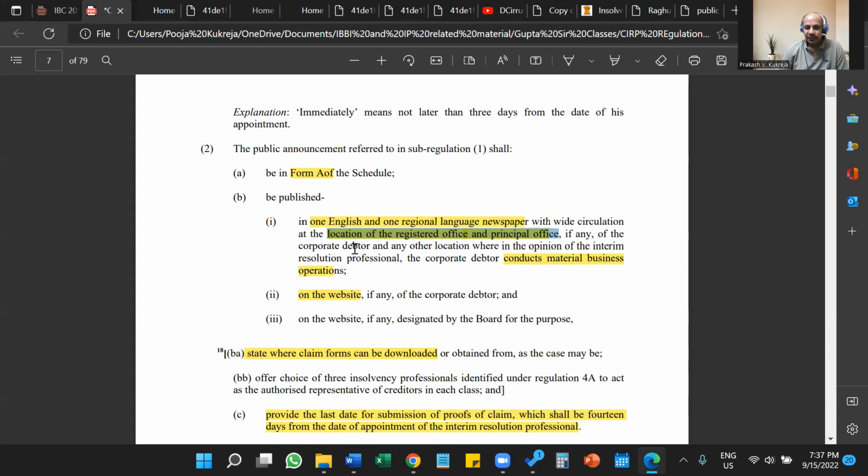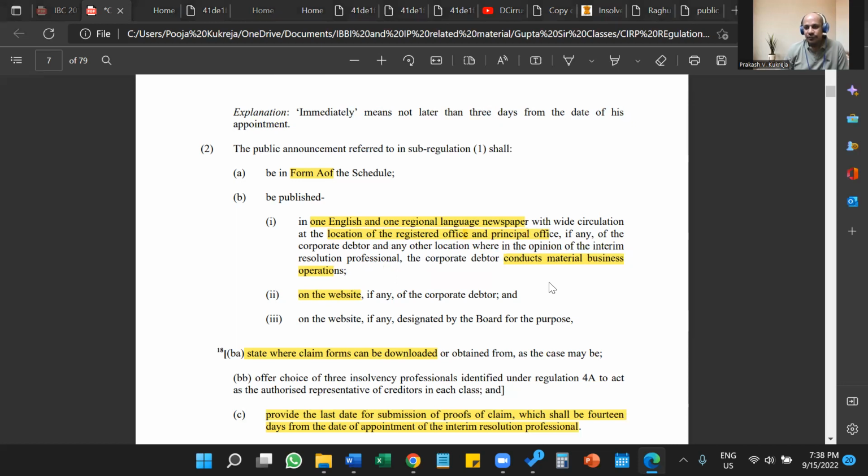And if any other location where, in the opinion of the IRP, the corporate debtor conducts material business operations, the decision has to be taken by the IRP. So he can take a call if there are material business operations, let's say somewhere in Delhi or maybe in South. Accordingly, he can decide and publish in those newspapers and on the website of the CD, the corporate debtor. So I just want to show you one example here.